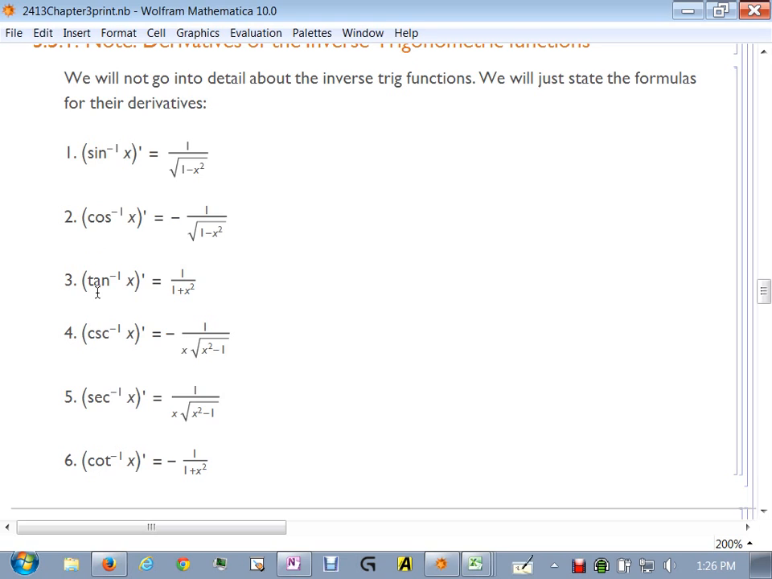These are all on your formula sheets, but I have them also here in your notes. What I'd like to do is take some time to establish where 1 or 2 of these come from, and then we can use them to apply chain rule and product rule, and it opens up more possibilities of things we have to take derivatives of. So let's start with this first one. y equals arc sine x.